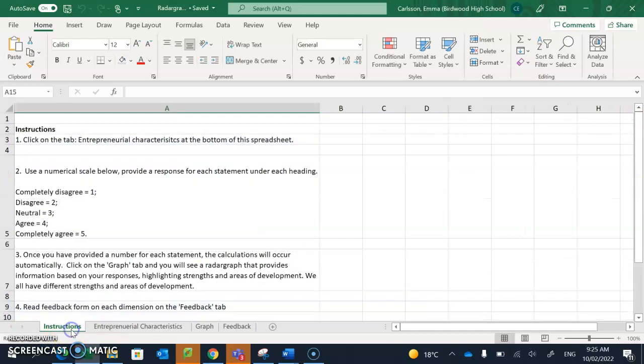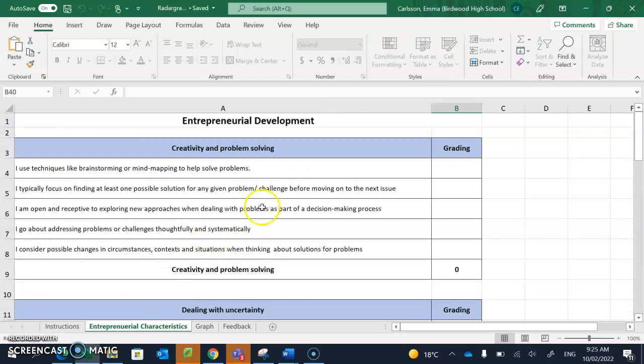Okay, so your instructions are here, but I'm going to explain them anyway. It's pretty simple. I think this document makes it a little bit more tricky than it actually needs to be. Basically, you need to rate on a 1 to 5 scale, 1 being completely disagree, 2 being disagree, 3 being neutral, 4 being agree, 5 being completely agree. You need to rate or answer these questions. So, I use techniques like brainstorming or mind mapping to help solve problems. If that's you to a T, you pop a 5. If you never do that, you pop a 1. Just use that scale to rate whereabouts you would be in this situation.